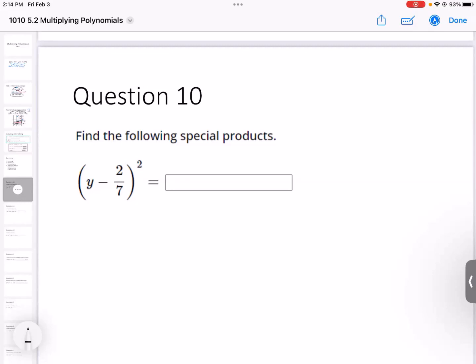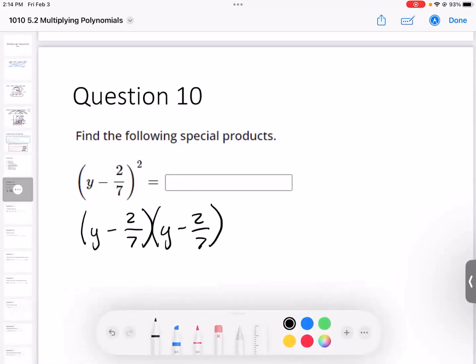Okay, so on this one, what are the polynomials that we're multiplying together? Y minus 2/7. So that's one of them. What's the other one we're multiplying? Yep, exactly. If you see an exponent, that basically means you're multiplying this by itself this many times. So in this case, we have the same thing multiplied together twice. And I'm going to use the distributing method.